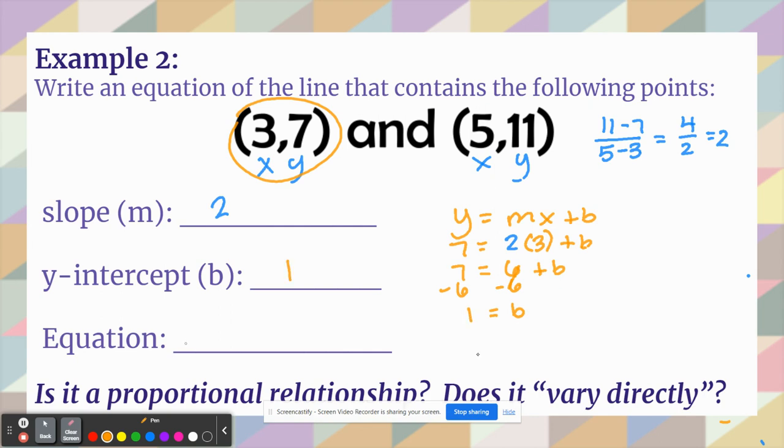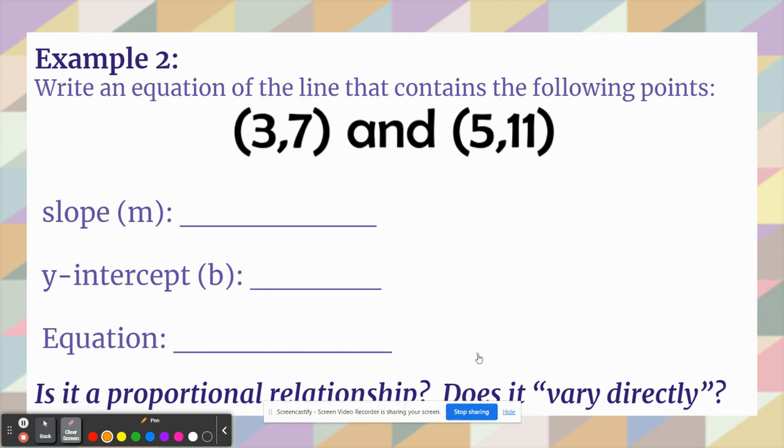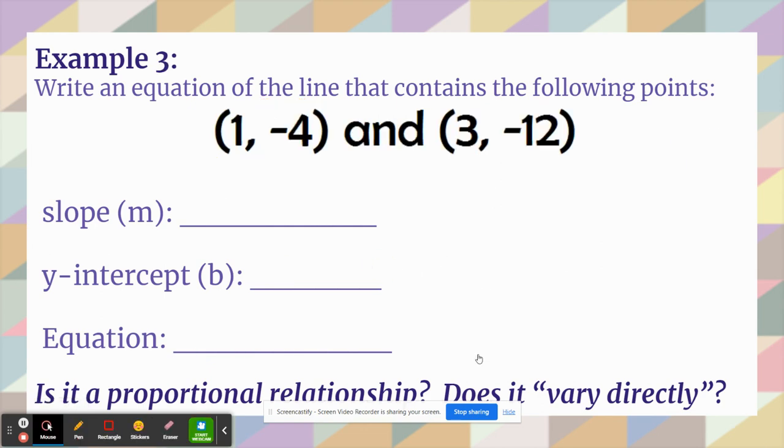So now I'm ready to write my equation. Y equals 2x plus 1. And again, that's not proportional because there is an add-on, so it does not vary directly. Okay, let's try example number 3.